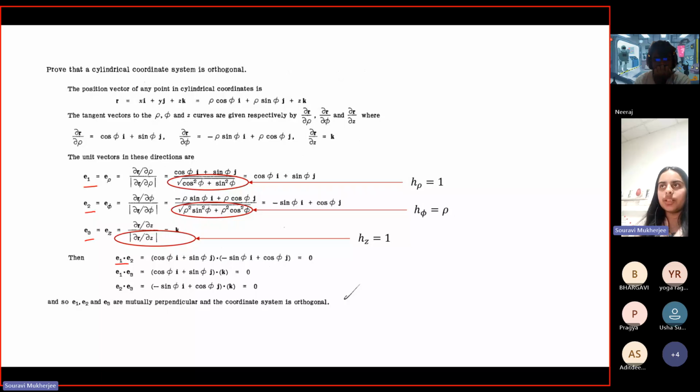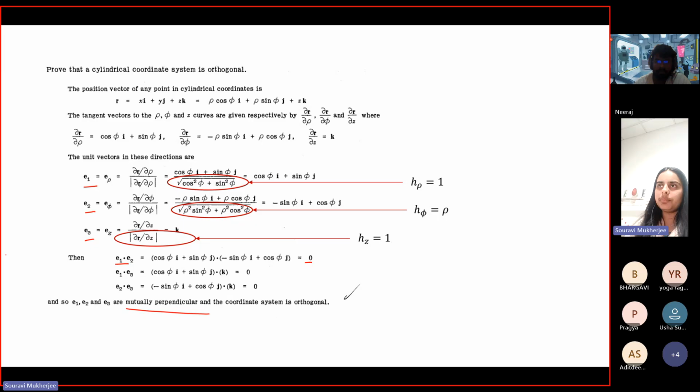If the dot product comes out to be 0, as you can see here for all the pairs, that means these are all mutually perpendicular. If not, then they are not perpendicular, so it's not an orthogonal system in that case. The cylindrical coordinate system is an orthogonal system, and that's why you get all these dot products as 0. There can be different kinds of questions. Any random coordinate system one can design and ask you whether it's orthogonal or not. In those cases, this is how you proceed.